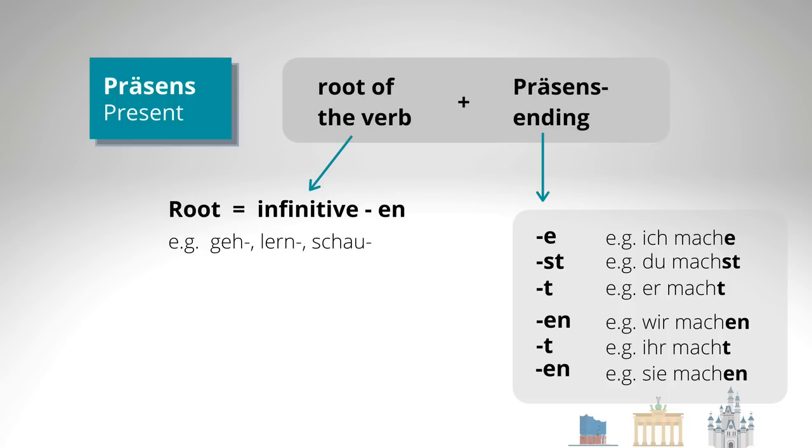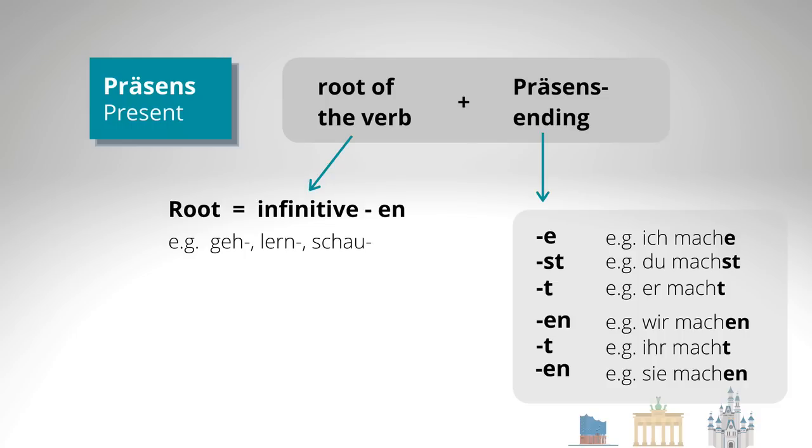Once we have the root, all we need to do is add the Präsens endings. And they are e for the first person singular, st for the second person singular, t for the third person singular, n for the first person plural, t for the second person plural, and again n for the third person plural. So for example, if we take the verb machen, to make, we would conjugate it like this. Ich mache, du machst, sie es macht, wir machen, ihr macht, and sie machen. So that's the Präsens, our most used and probably also easiest tense.